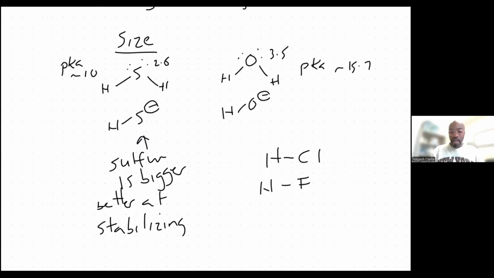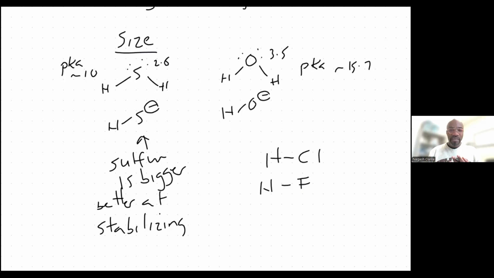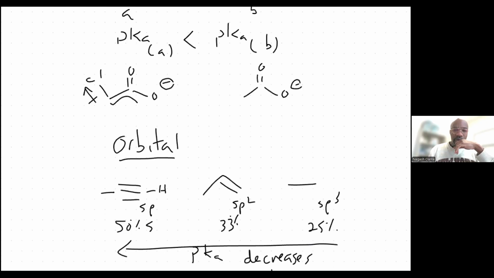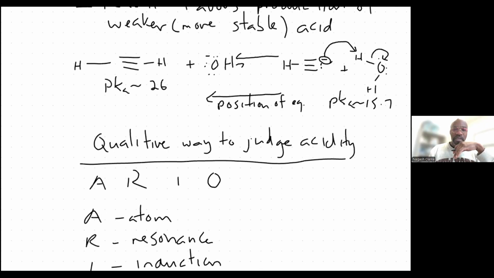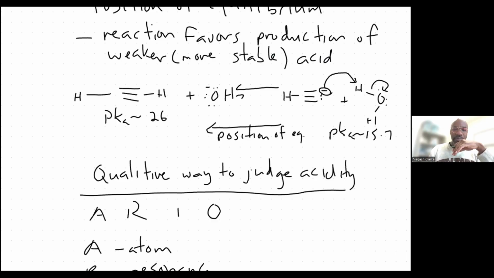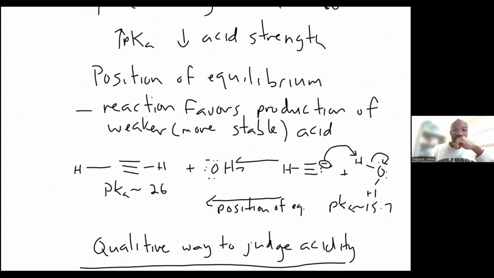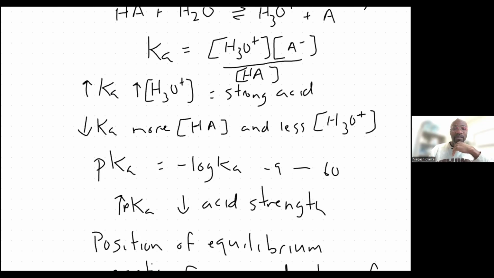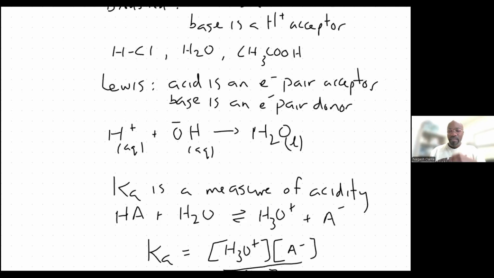All right. Well, so we looked at the different ways to qualify acidity, qualitatively. So we looked at resonance, induction, the orbital, the type of atom. We also looked at position of equilibrium, and we started looking at our curved arrows, and we looked at how pKa can indicate acid strength and exactly where we get the concept of pKa from. So we talked about Ka, and we talked about the Bronsted and Lewis definitions of acids and bases.